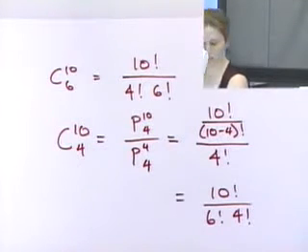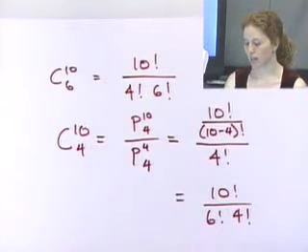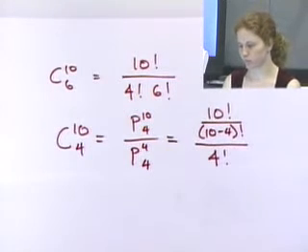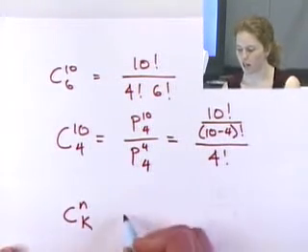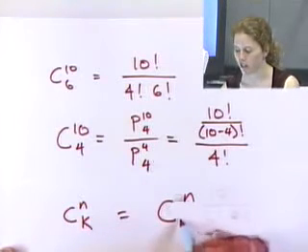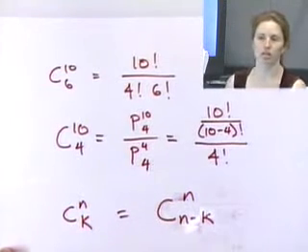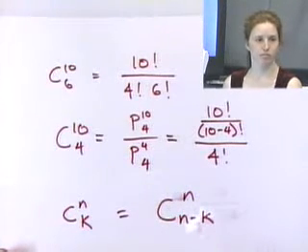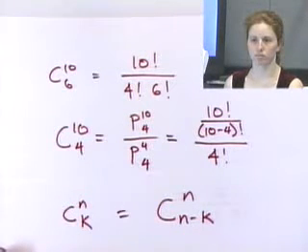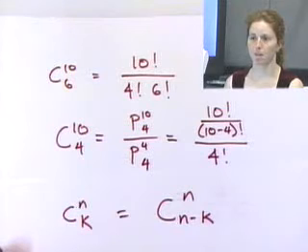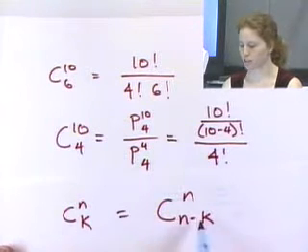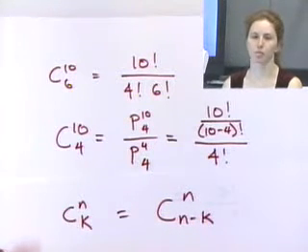So anytime I have a number, so if I have C(N, K), that's going to be equal to C(N, N minus K). Right? So as long as these bottom numbers add up to the top number, those will be equal.